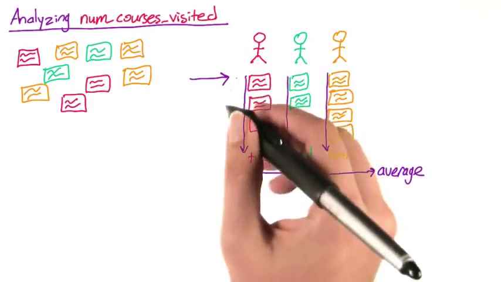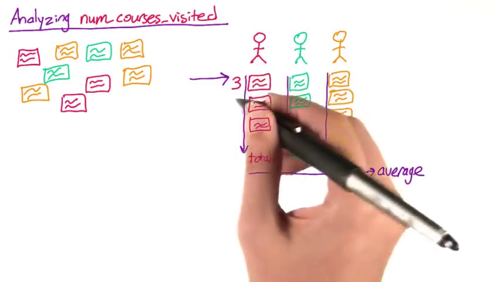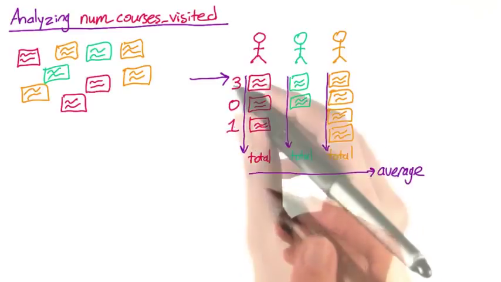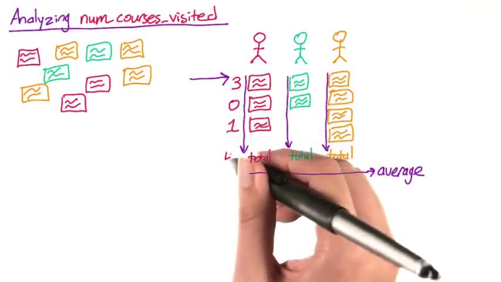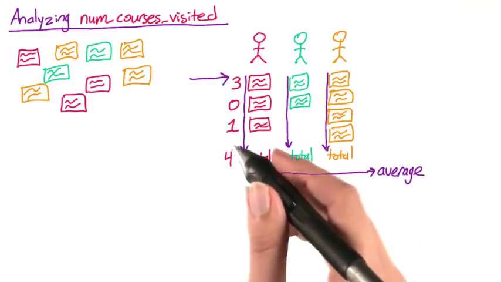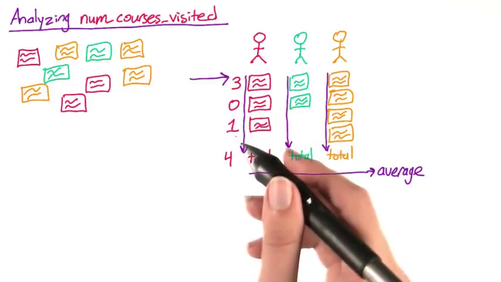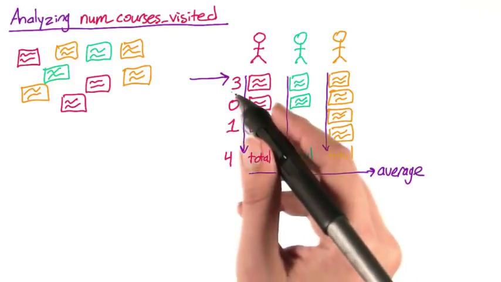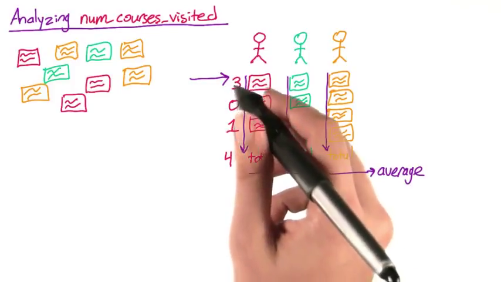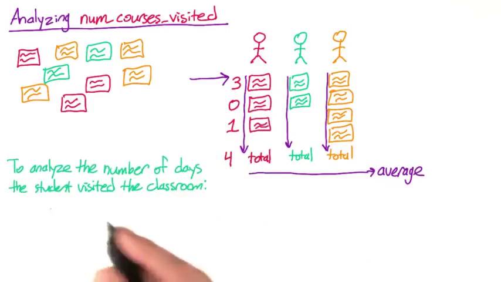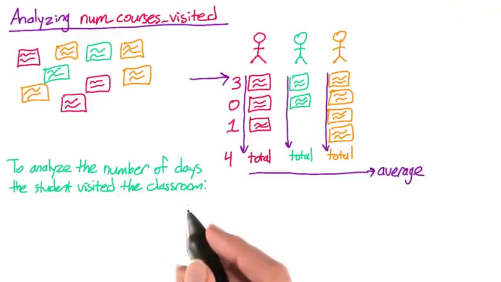For example, suppose this student visited 3 courses their first day, 0 courses their second day, and 1 course their third day. Then the total for this student would be 4, but that's not equal to the number of days the student visited the classroom at all, which is 2, and it's not equal to the number of unique courses the student visited, which is either 3 or 4, depending on whether this was the same course as one of these 3. Instead, I would prefer to analyze the total number of days each student visited the classroom at all, regardless of how many courses they visited that day.